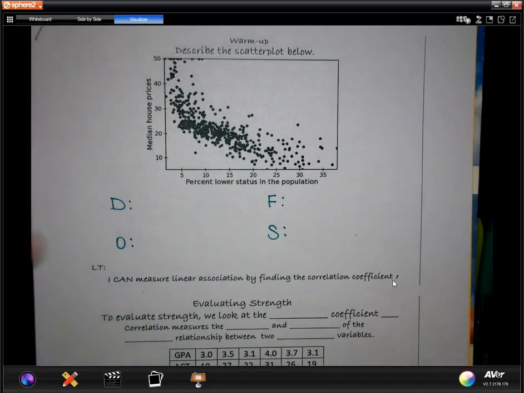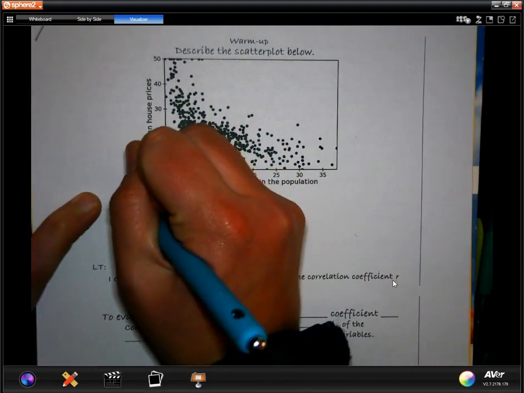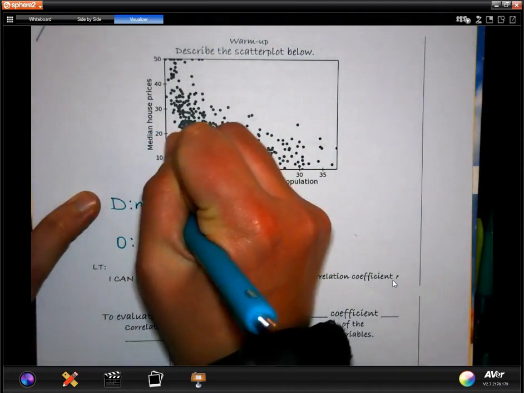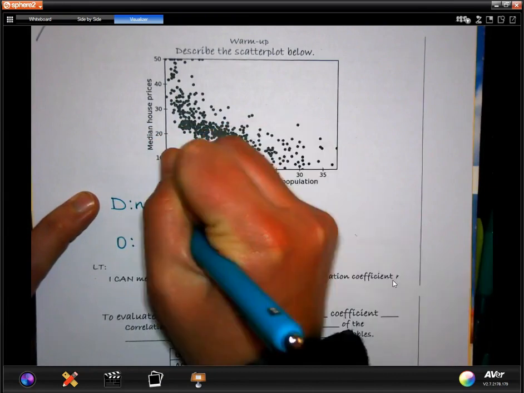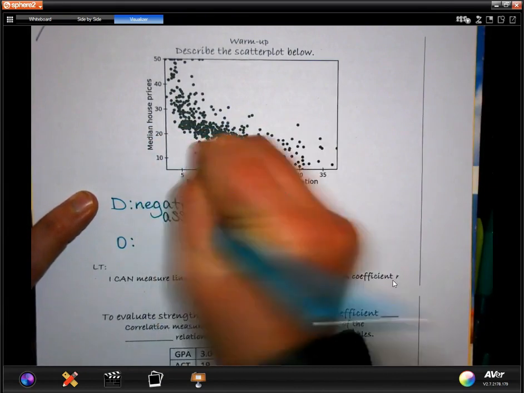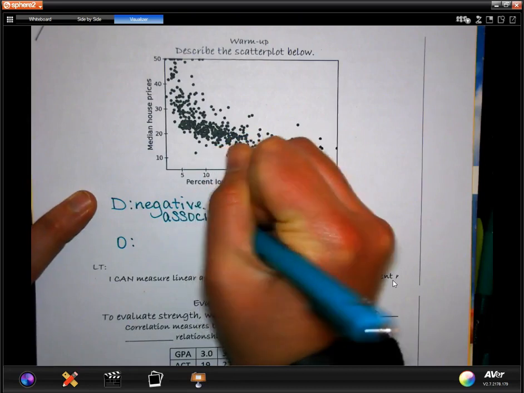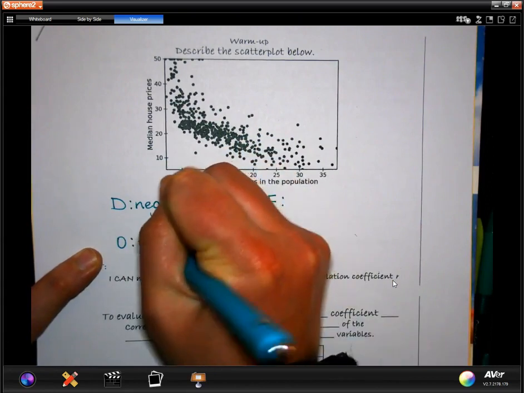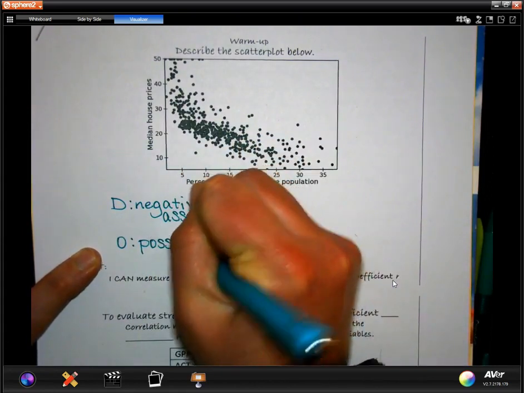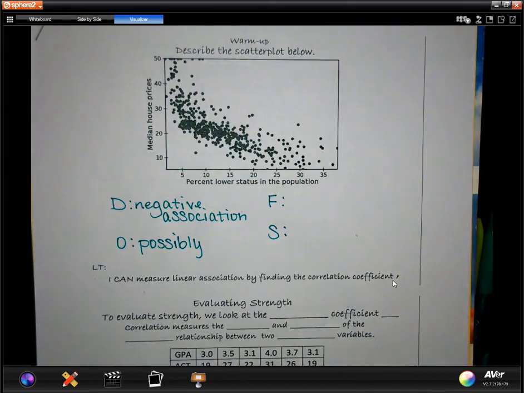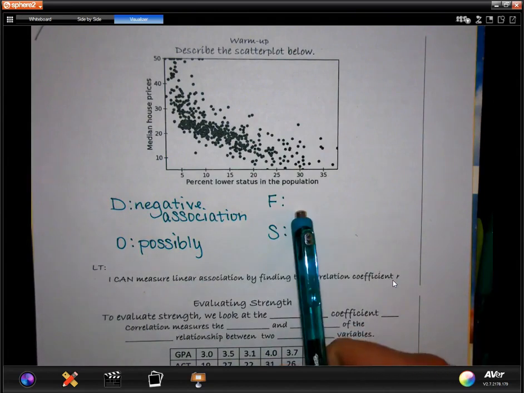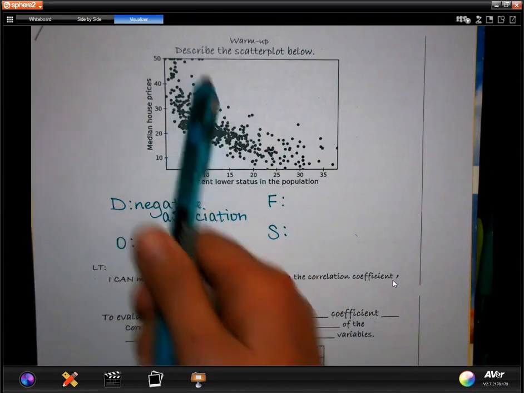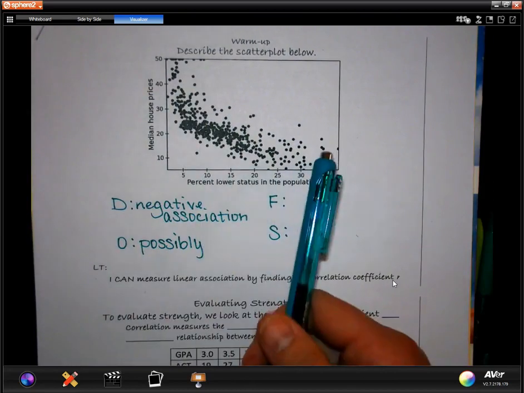What's our direction, Chloe? Negative. Thank you. A negative association. So what about outliers? There are potentially some. Possibly. Did I spell that right? It doesn't look right. It looks too short. Possibly. There's some that don't fit our form. What's our form, Tanner?